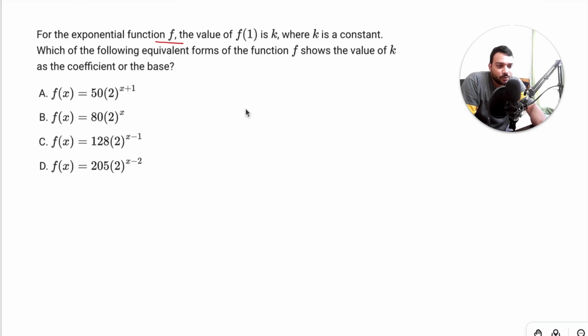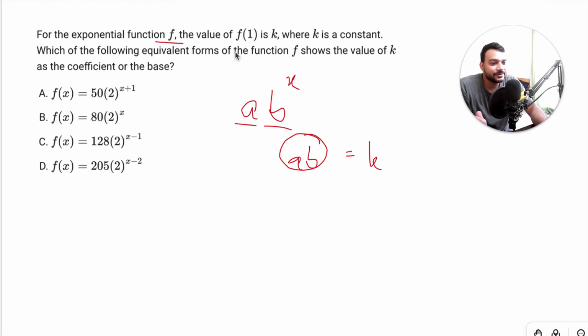Exponential function will be of the form, let's say some constant a times b raised to the power x. Let's say this is a standard exponential function. For f of 1, when x is equal to 1, the value will become ab, which is k. K is the constant. In reality, a and b might have different values, like when we get to know the product of a and b is k, which is the constant.